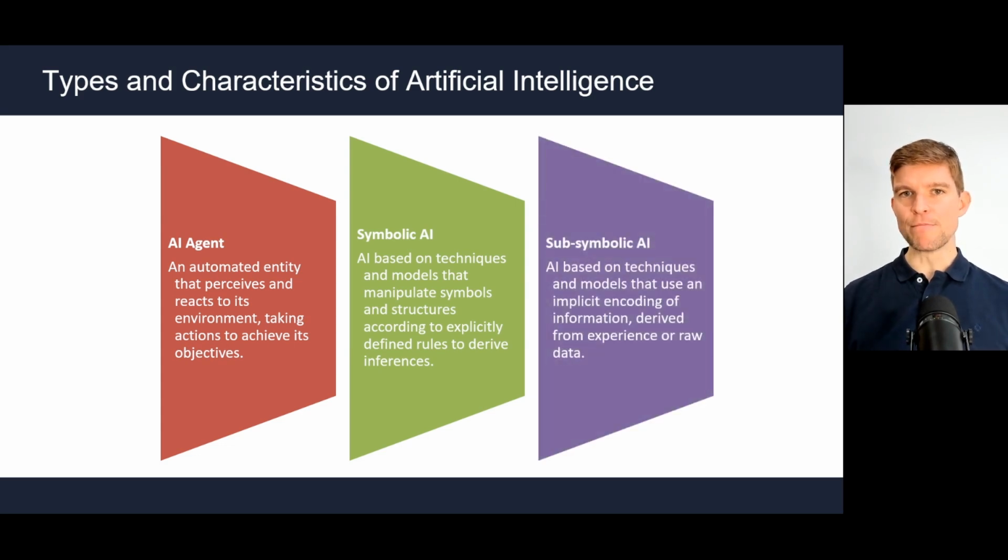A sub-symbolic AI is where you have a system that has an implicit encoding of information. In other words, it's getting things directly from experience or raw data, whereas the symbolic AI was really getting things that were more structured. In sub-symbolic AI, the AI system is going to take things from the environment itself. It's going to try to understand things with fewer human inputs. It's been getting less teaching from humans. It's going to try to derive from experience or the raw data itself, being given fewer of the rules.